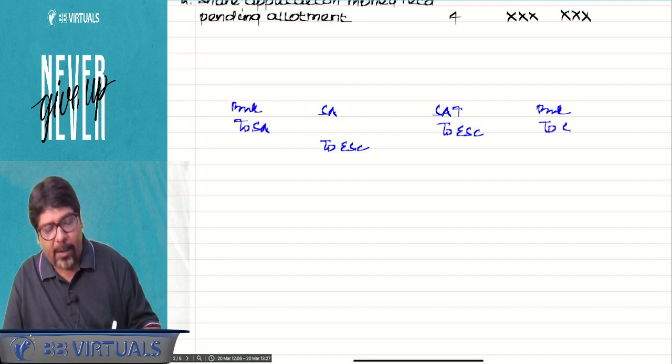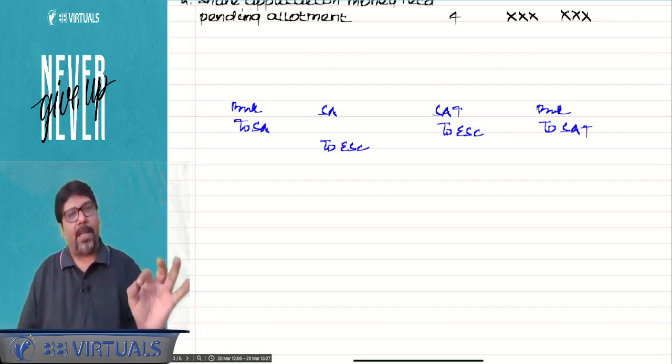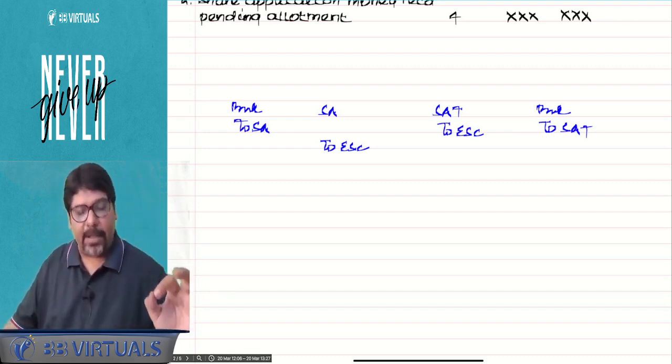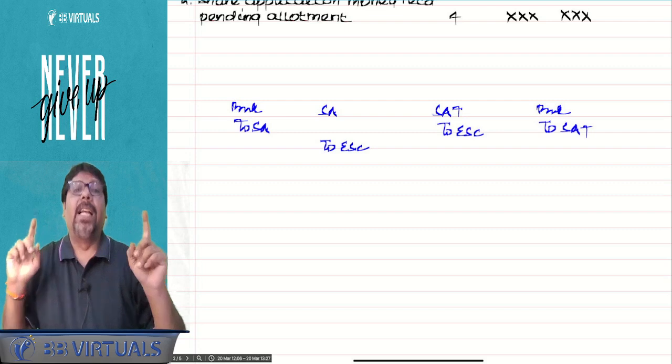There can be calls also, but I am not going into complexities. Let it keep it simple. So first entry is bank to share application. Second entry share application to equity share capital. Third entry share allotment to equity share capital. Fourth entry bank to share allotment. Correct, chat.